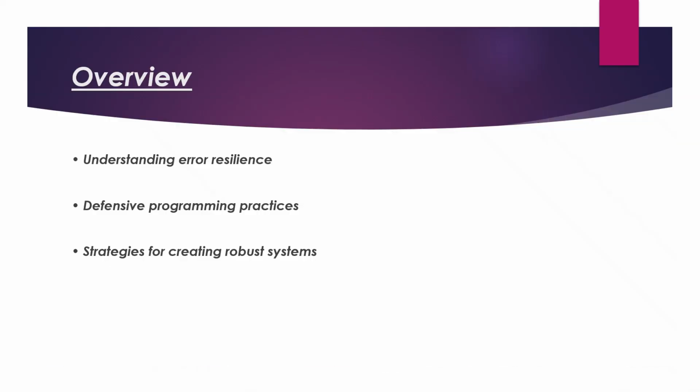Let's dive in. Today's session is structured around three key areas: error resilience, defensive programming, and practical strategies to create robust systems. First, we will define error resilience and why it's important to ensure that systems can function smoothly even in the face of errors. Next, we will discuss defensive programming, a mindset that helps us anticipate potential issues before they occur, and how adopting it can prevent many common software defects. Finally, we will look at some practical techniques for building resilient systems. This will help you design software that not only prevents errors but also can recover gracefully when things go wrong.